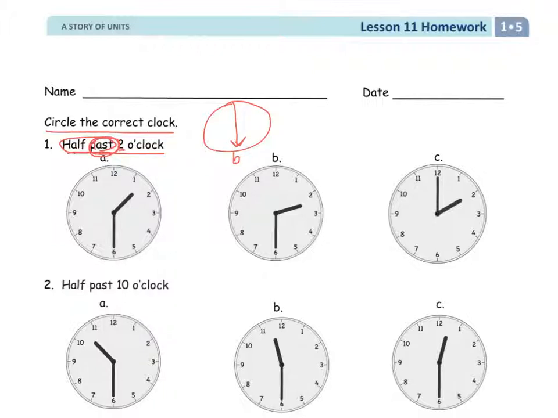So I'm looking for the minute hand to be at the 6, and I see all of them. These two have the minute hand at the 6. This one doesn't, so I don't have to look at this one. And then I'm looking for it to be halfway past 2, so it's got to be at 2 or past it. This one isn't quite to 2 yet. This one is just past the 2. So it's going to be this one.